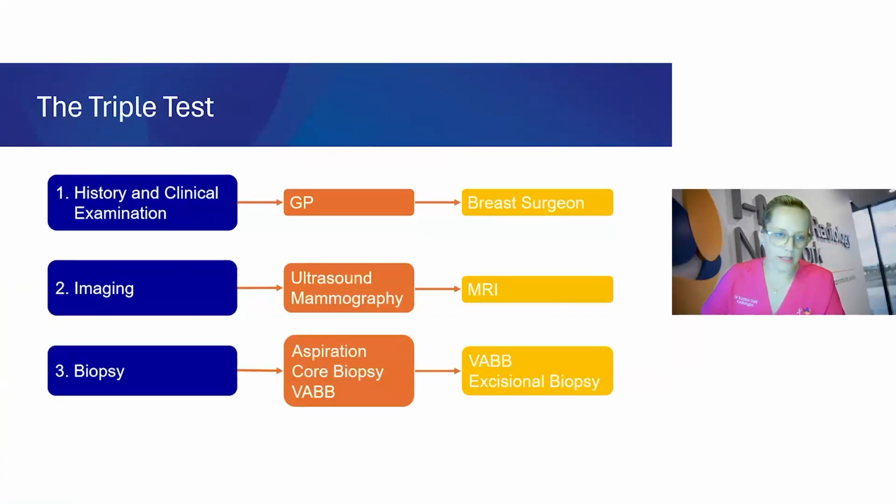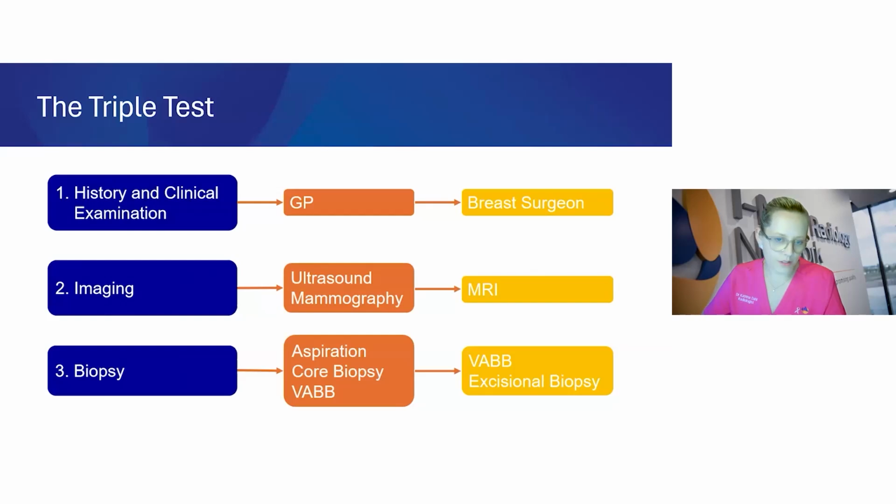So we start with the triple test. Now, as we know, the triple test is history and clinical examination, imaging and biopsy. We also all know that these three things only rarely go in this order, and we often loop back. In my experience, we essentially have, I won't say two tiers, but two sections. There's the first line imaging, the first line examination, and then we move up and down and across to the higher end techniques.